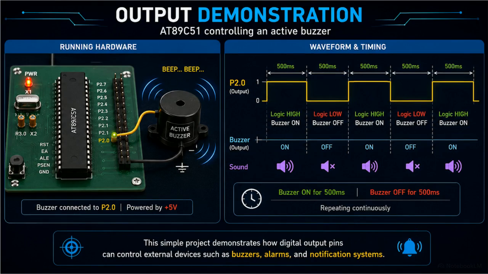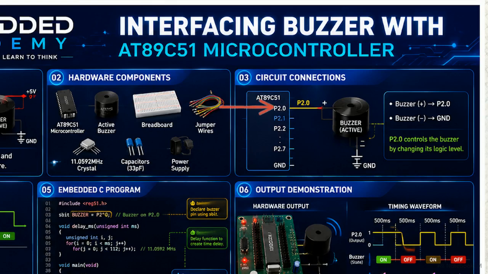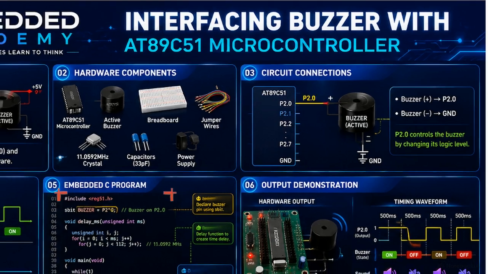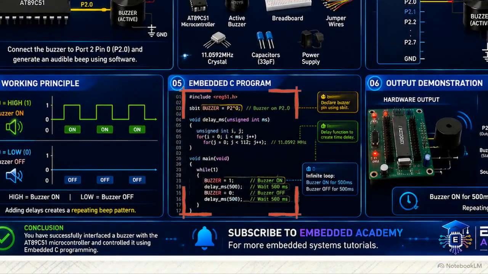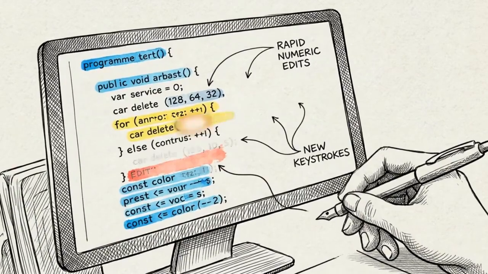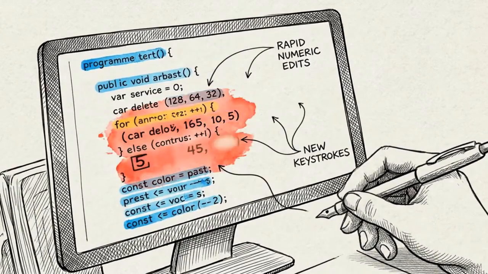We started by establishing our hardware layout, routed a specific output pin to an active buzzer, and then translated binary high-low logic into a timed C program. Now, try altering the delay values to build your own custom alerts. That is the core of digital output control.